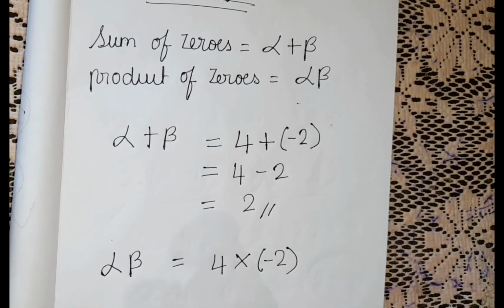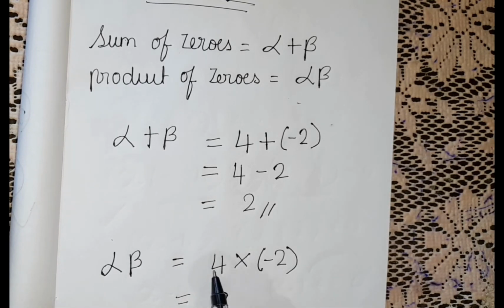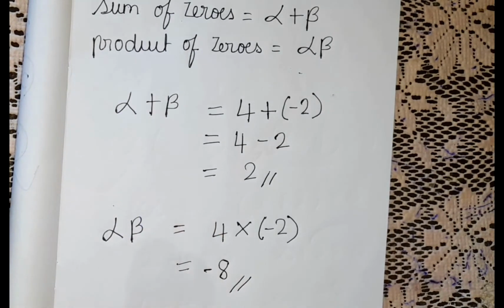So now what we shall do is multiply it. So 4 into minus 2: 4 2s are 8, we should write 8, and here it is in the multiplication form, that means plus into minus. So for 4 it is plus, plus into minus is minus. So I am writing minus. So now it is minus 8. So we got the answer for alpha plus beta and alpha into beta.